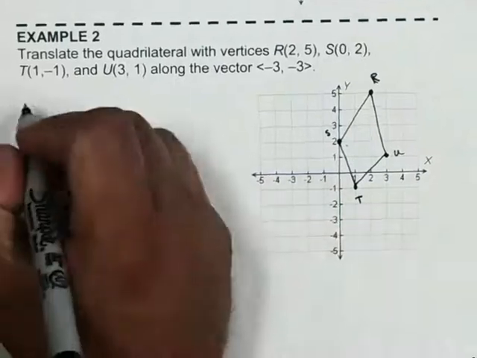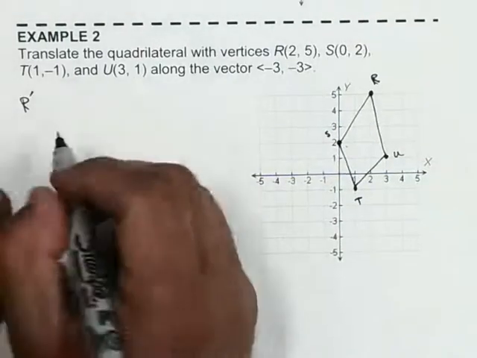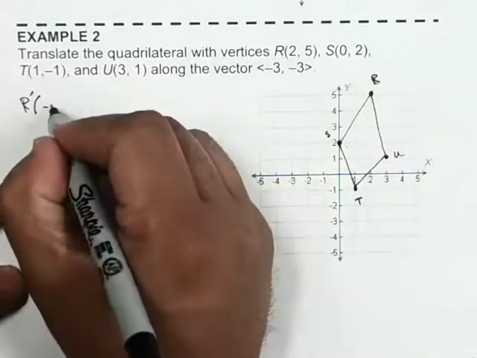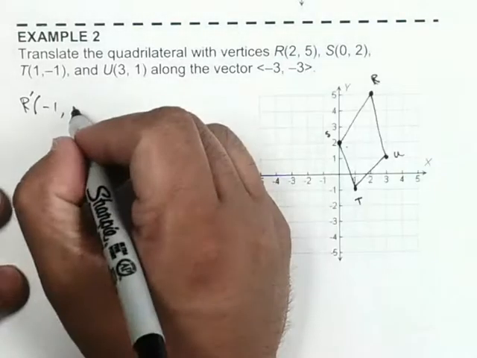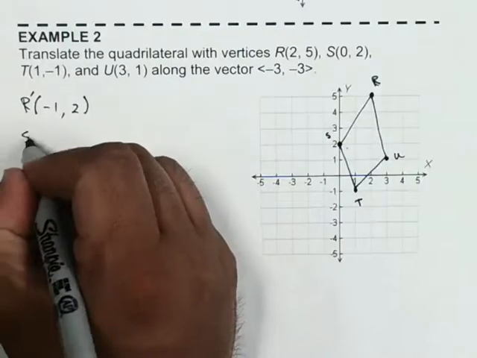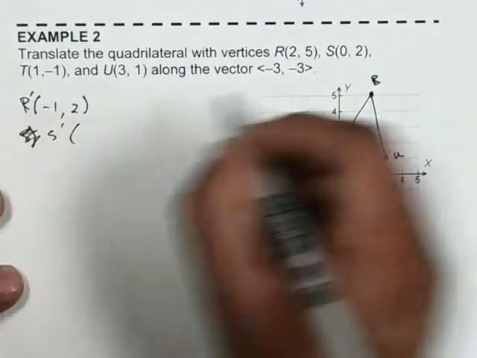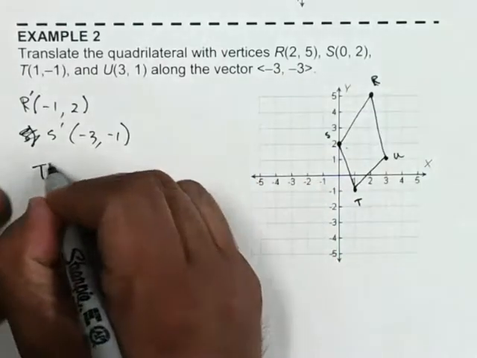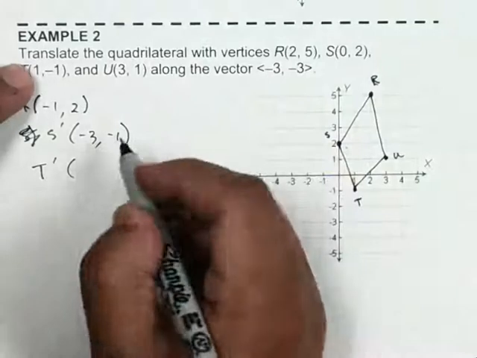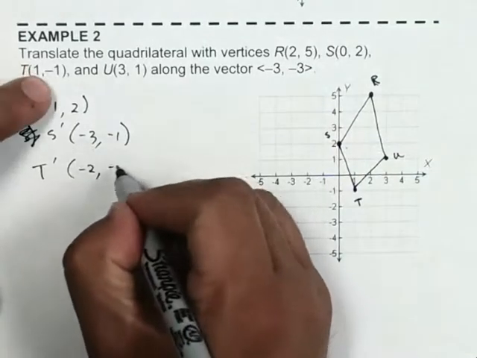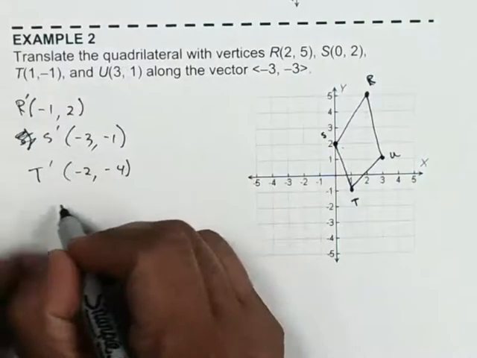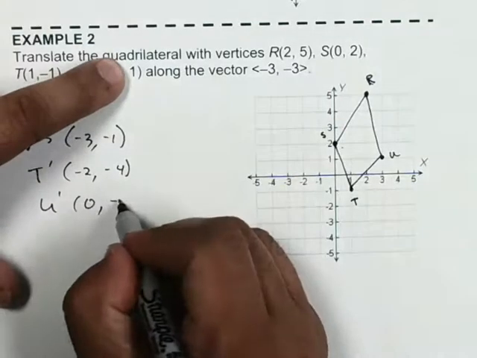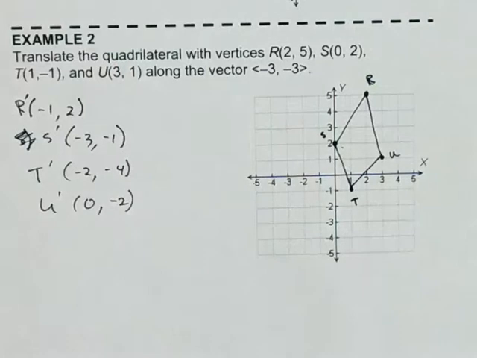So what I'm going to do then is take my R prime and do 2 minus 3, which would give me a negative 1. 5 minus 3 would give me 2. S prime would then be 0 minus 3, which is negative 3. 2 minus 3 would be a negative 1. T prime would be 1 minus 3, which is negative 2. Negative 1 minus 3 would be negative 4. U prime would be 3 minus 3, which would be 0. 1 minus 3 is going to give me a negative 2. Okay, those would be my points.